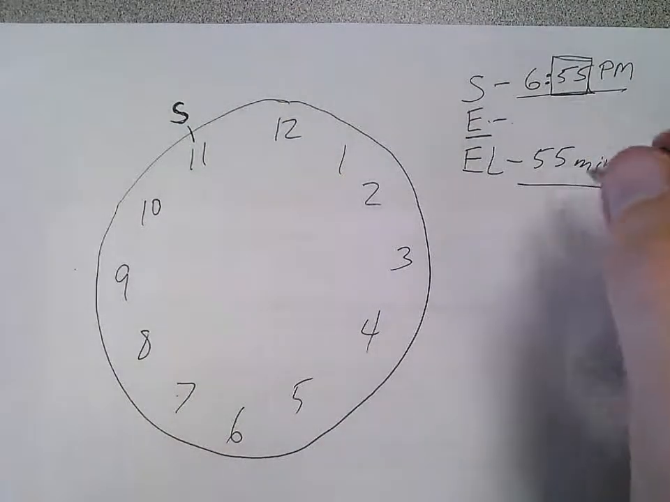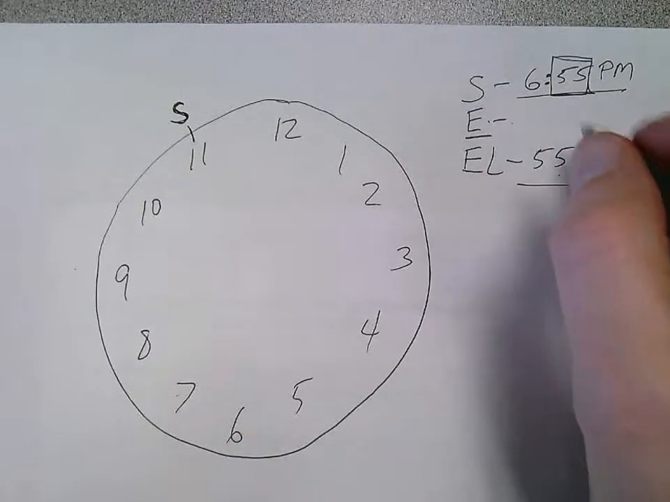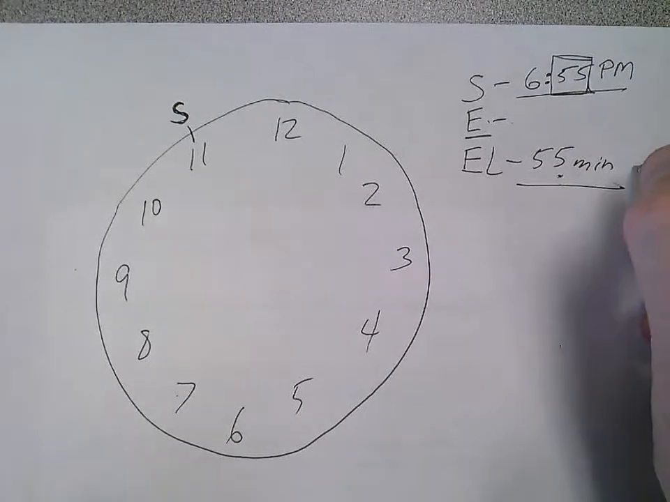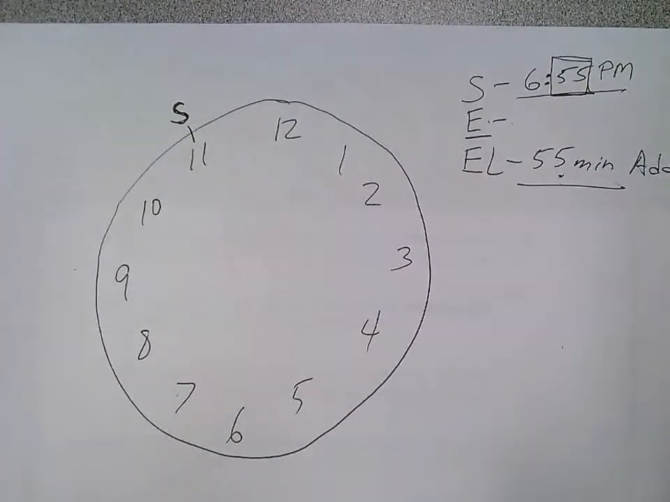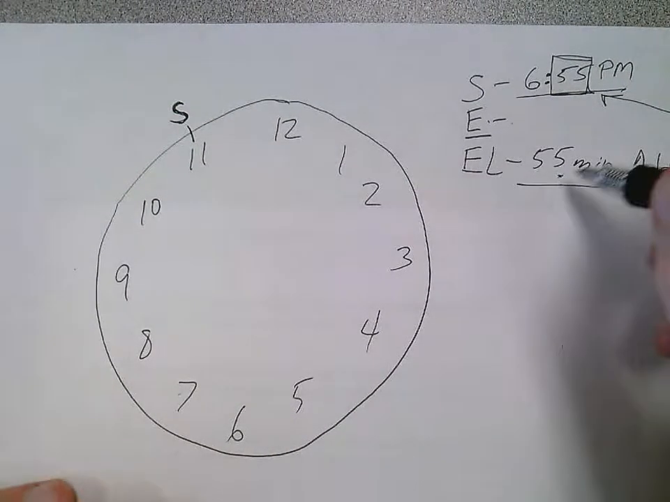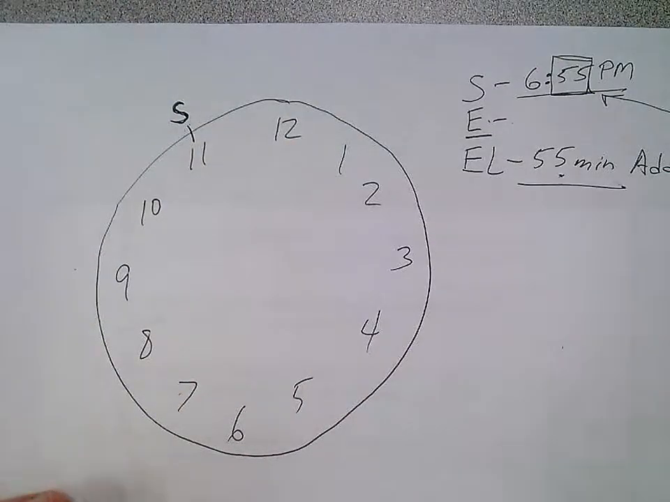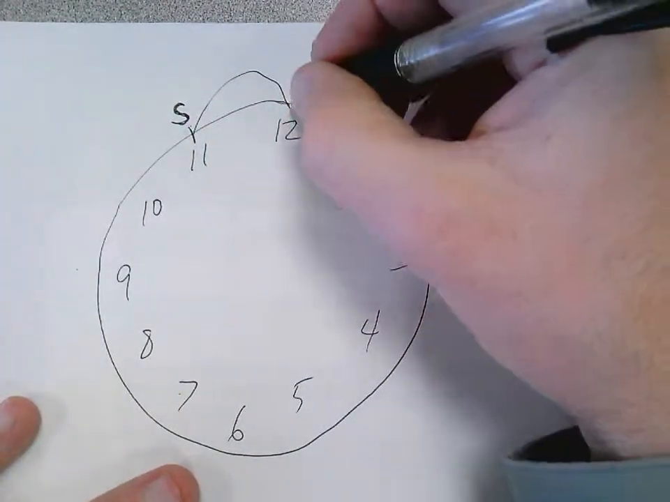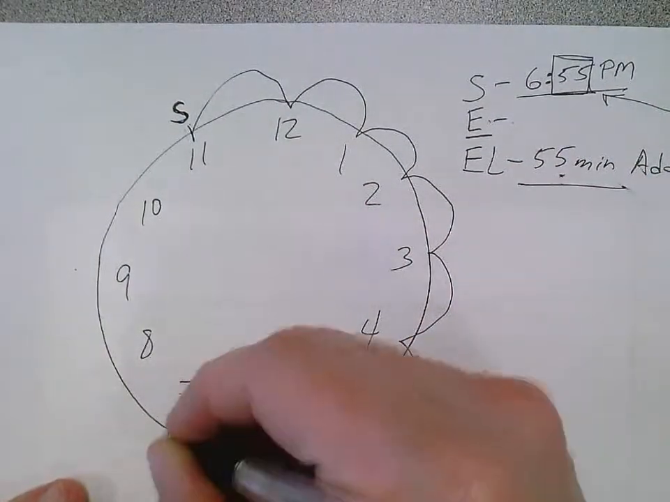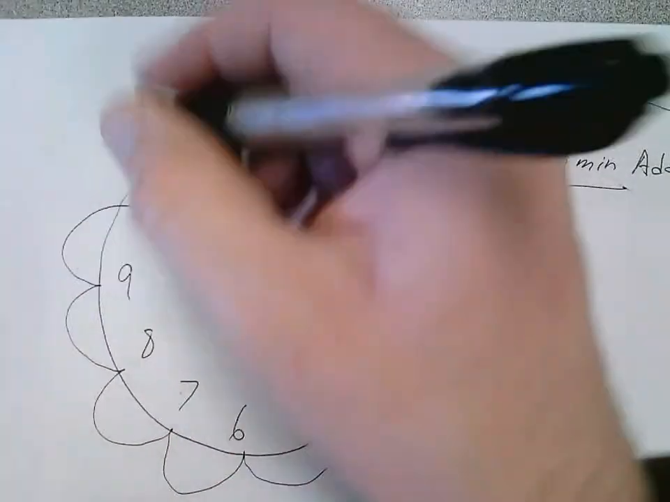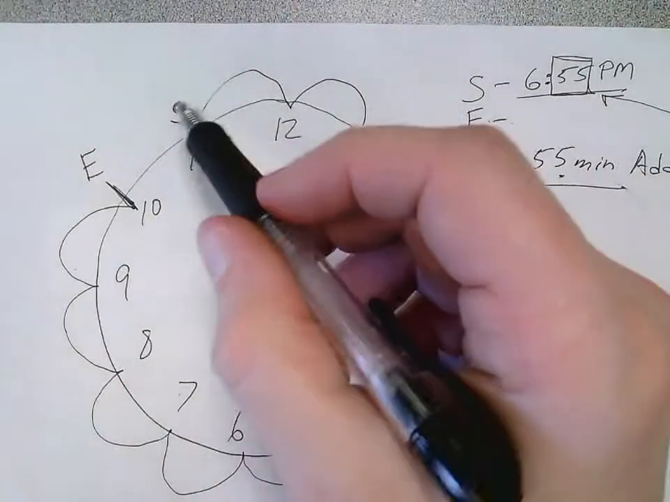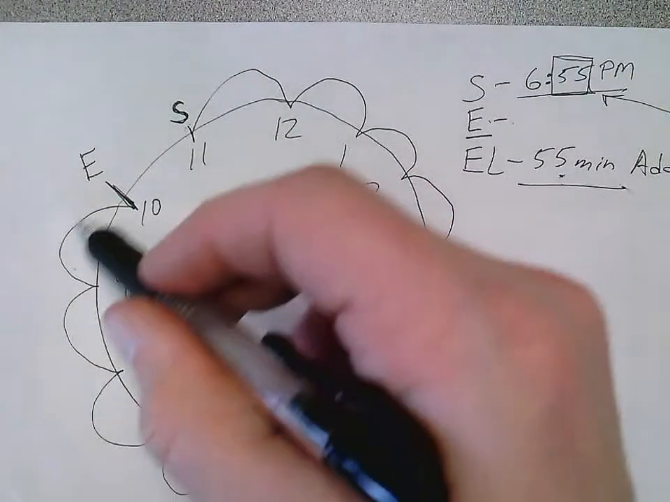Now, I travel 55 minutes. That's the elapsed time. So what I need to do is add my elapsed time onto my start time. So I add this 55 minutes on to my start time minutes. So I'll do that. 5, 10, 15, 20, 25, 30, 35, 40, 45, 50, 55. So right there is my end time. So I went from there, added 55 minutes on to get to the end time.